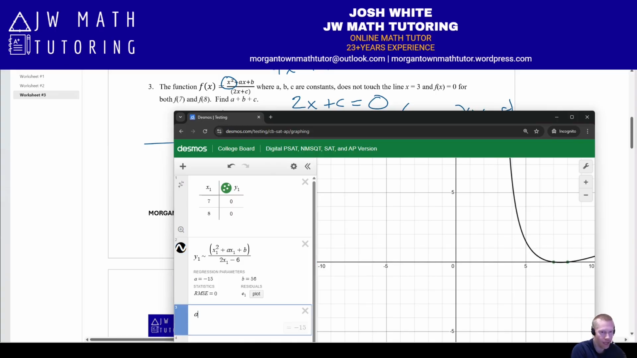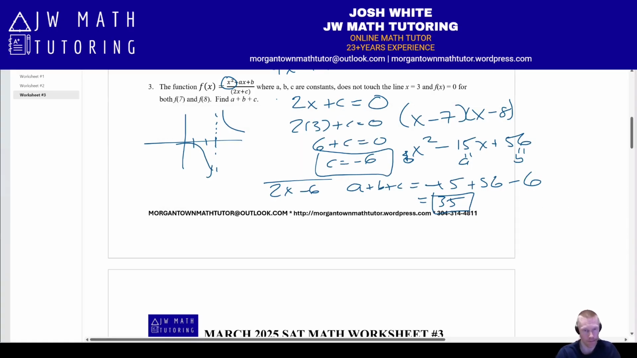Now, a plus b, and then technically for c, we would have to do it manually here and type in -6. Unless you wanted to just make this c, and in a separate line just say c equals -6. You could, of course, do that as well. But in any case, that's how you could do regression, just to find the values for a and b in Desmos.